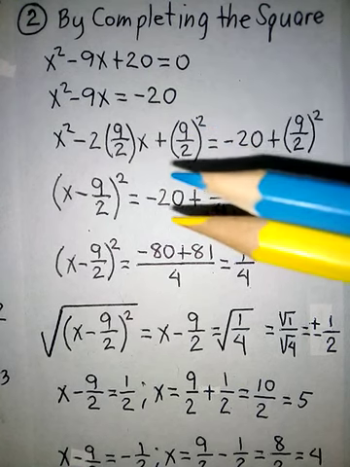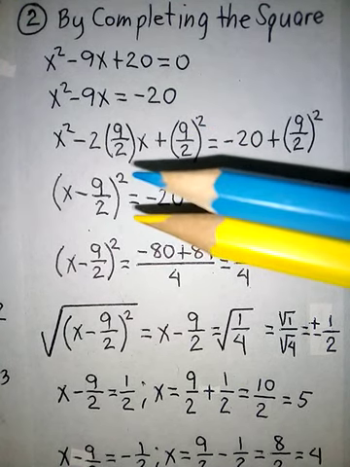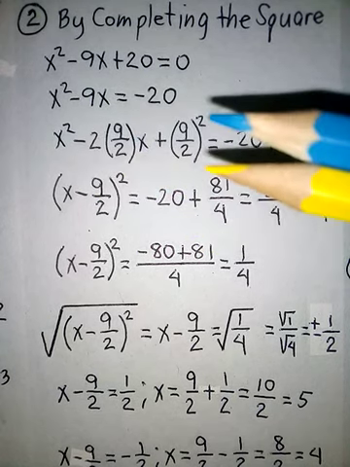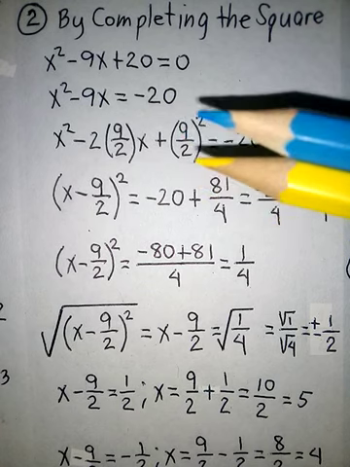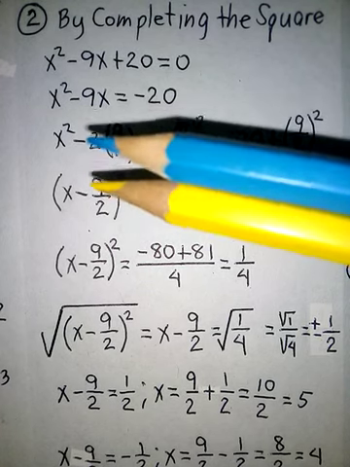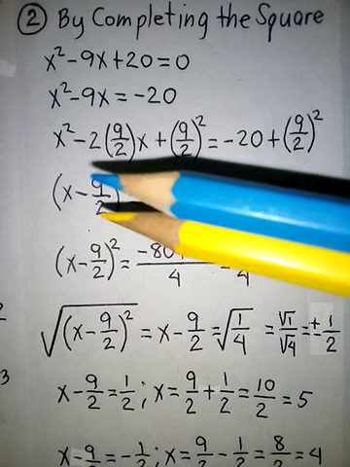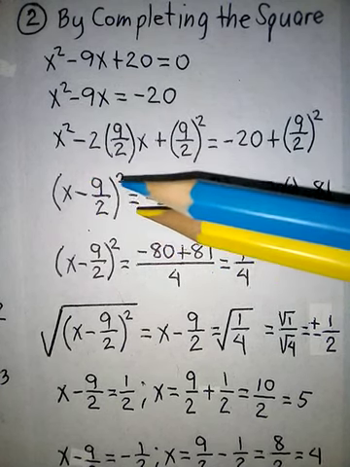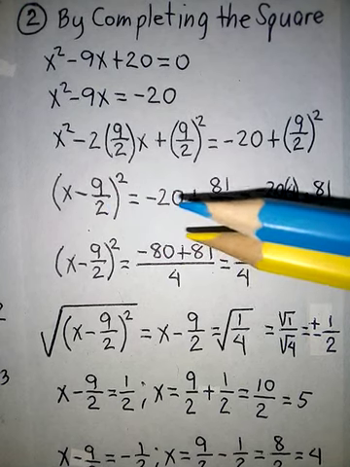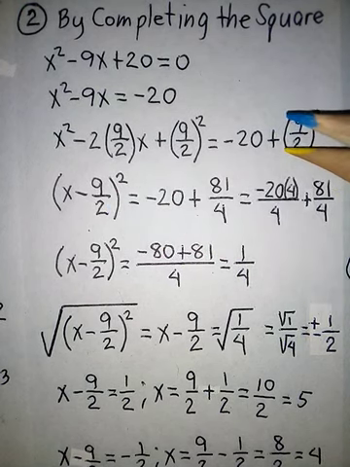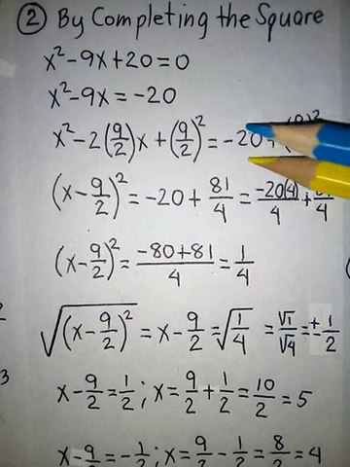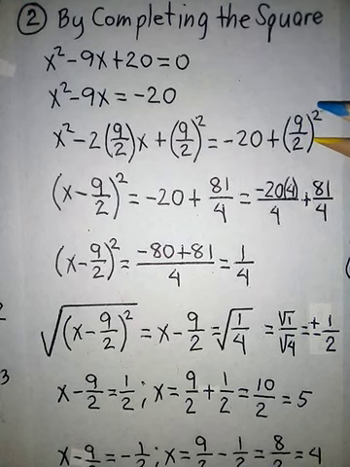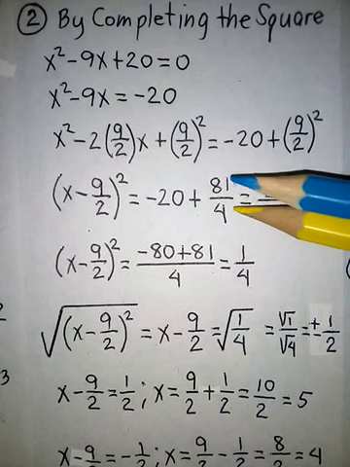So therefore, we still have to get the square of the first term and the last term. So x and then minus 9 over 2. Minus because we have here the negative sign. And then quantity squared is equal to, so simplify this on the other side, we still have negative 20 plus, so what is the square of 9 over 2? That will be 81 over 4.